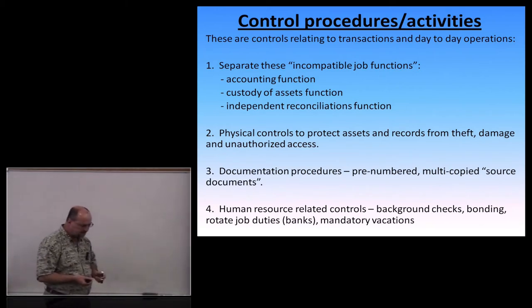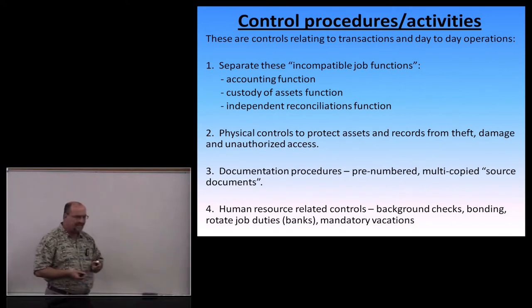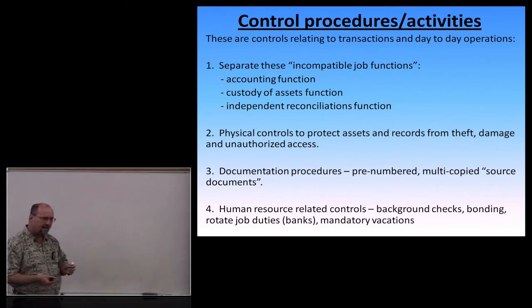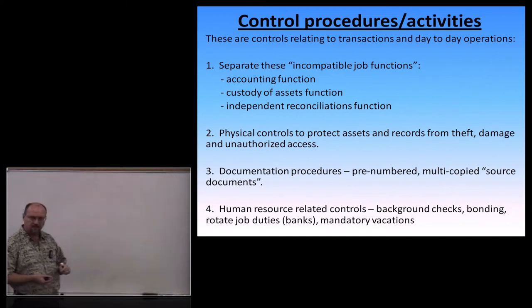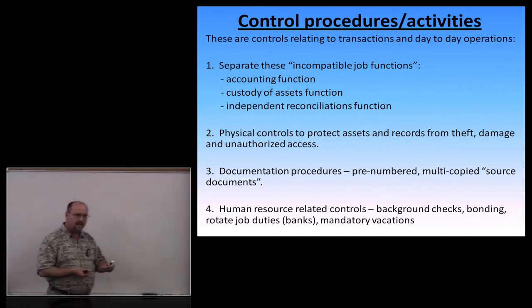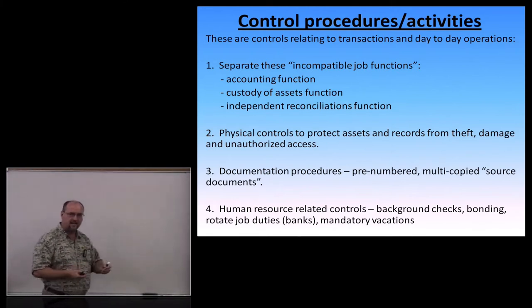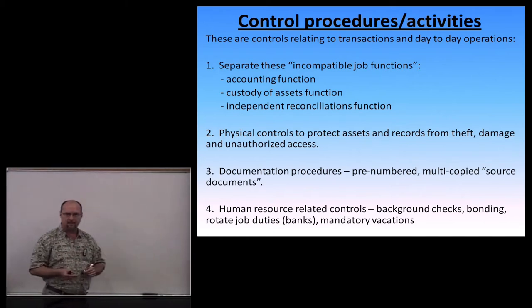First, this is an important concept in internal control, the idea of separating what we call incompatible job functions. Okay? And what this means is you don't want to have one person performing two or more of these functions, because then they're in a position to not only perpetrate some sort of fraudulent activity, but then to cover their tracks and make it more difficult for the crime to be identified.